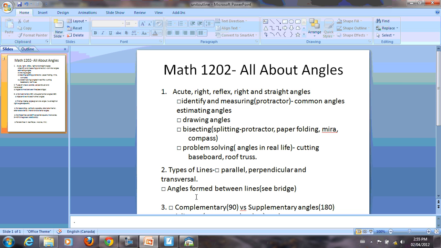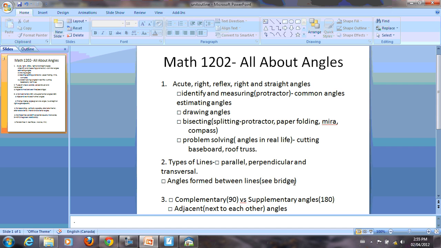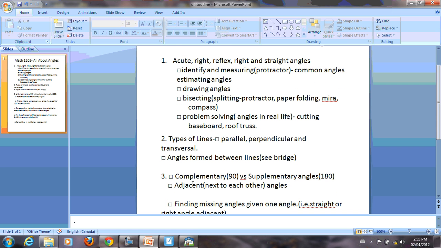We'll then look at the angles that are formed between these lines, and we'll look at a bridge as an example. After that, we'll look at complementary versus supplementary angles, which are very simple. They're angles that add up to 90 or add up to 180 degrees, two angles put together. We'll look at adjacent angles, which is another way of saying angles that are next to each other.